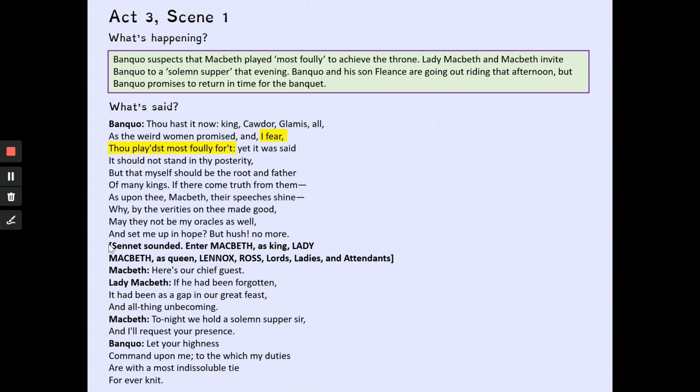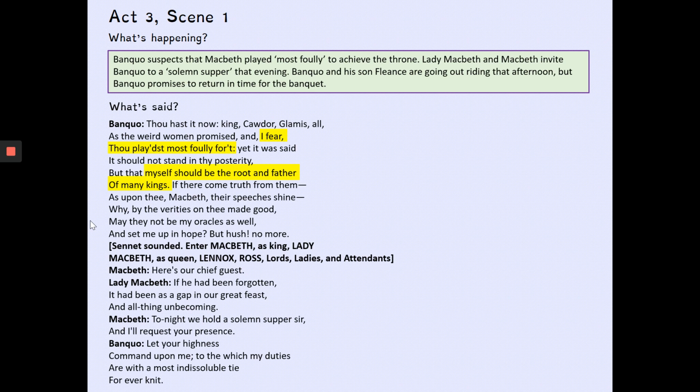having won by cheating. And again, with foully, we've got the echo back to the witches' lines at the start of the play, and also to Macbeth's first line in the play. So Banquo's really got Macbeth's number here. He knows what's what.